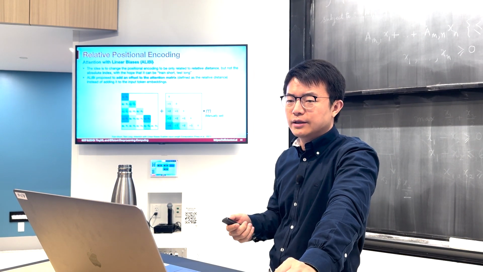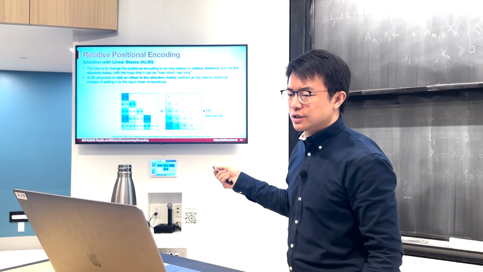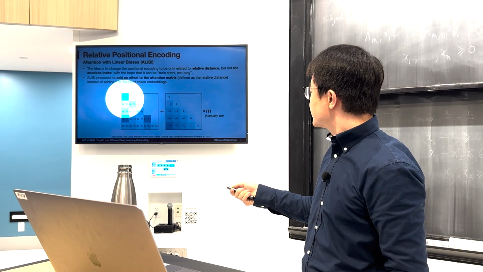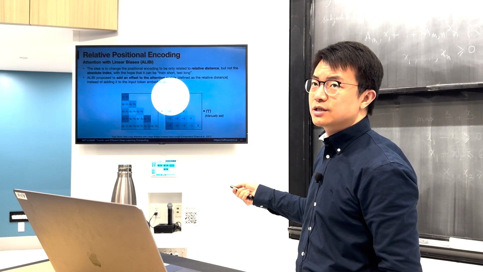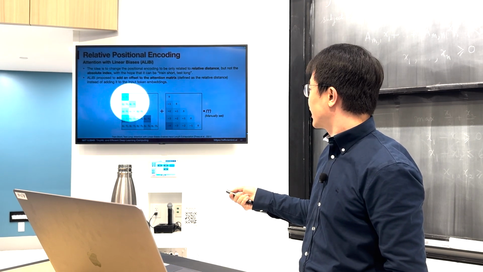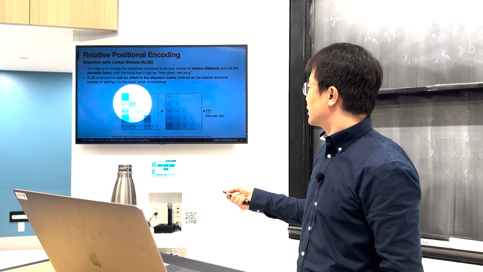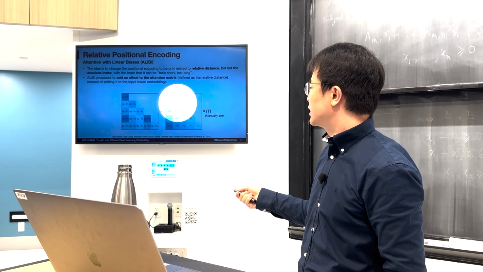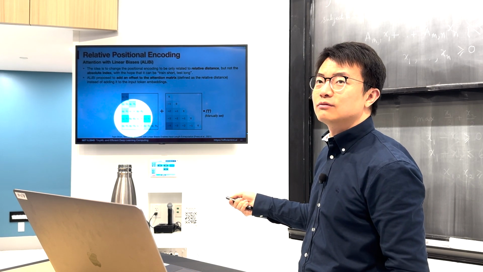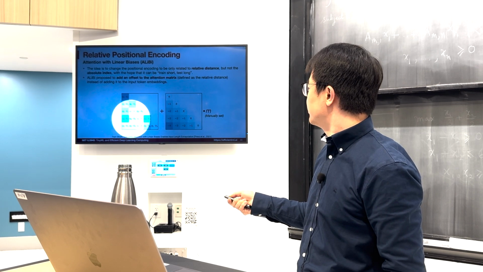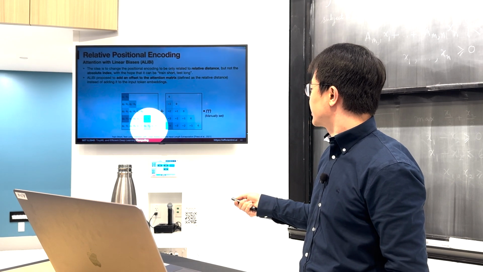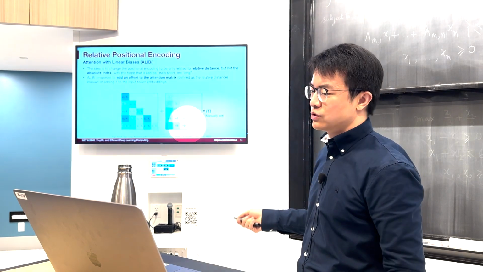So let's start with ALiBi. The idea is to change the positional encoding to be only related to the relative distance. For example, for Q1 and K1, the relative distance is 0. But for Q2 and K1, the relative distance K minus Q is minus 1. And for Q2, K2, the relative distance is 0. But here, Q4, K2, what is the relative distance? It's 2 minus 4, so it's minus 2. Similarly, here, Q5, K4, the relative distance is minus 1.